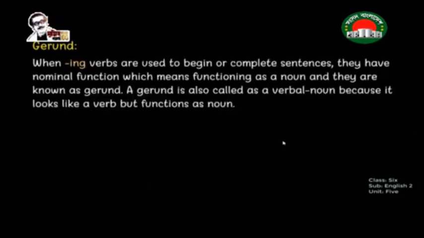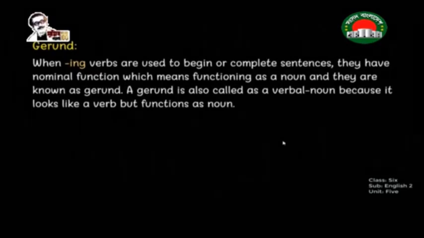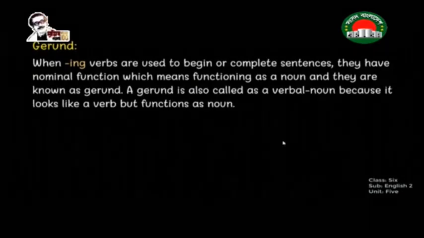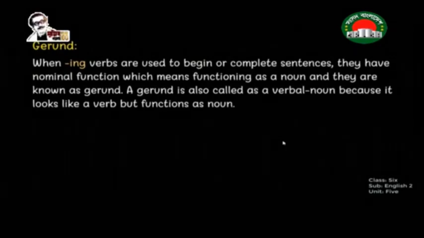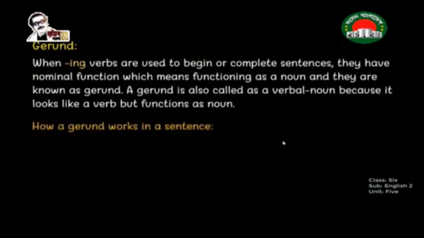From these conversations, let's find out what is gerund. When ing verbs are used to begin or complete sentences, they have nominal function, which means functioning as a noun, and they are known as gerund. A gerund is also called a verbal noun because it looks like a verb but functions as a noun.